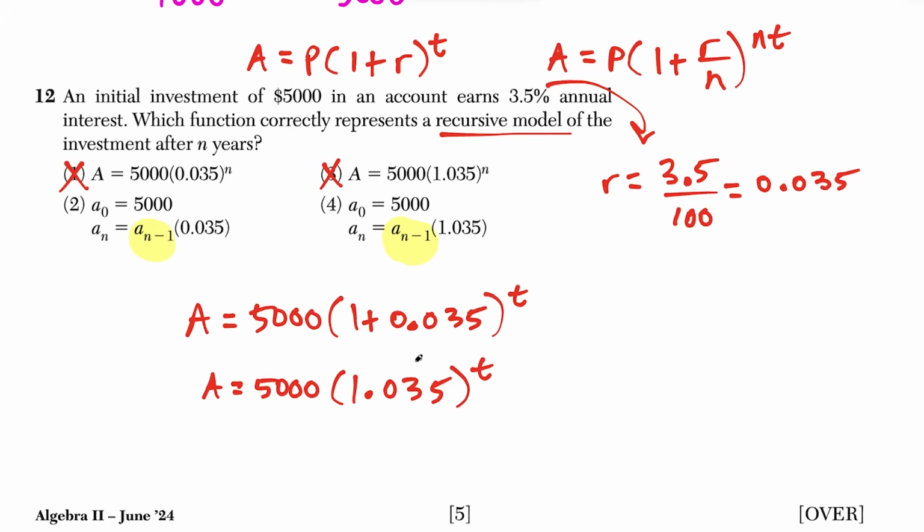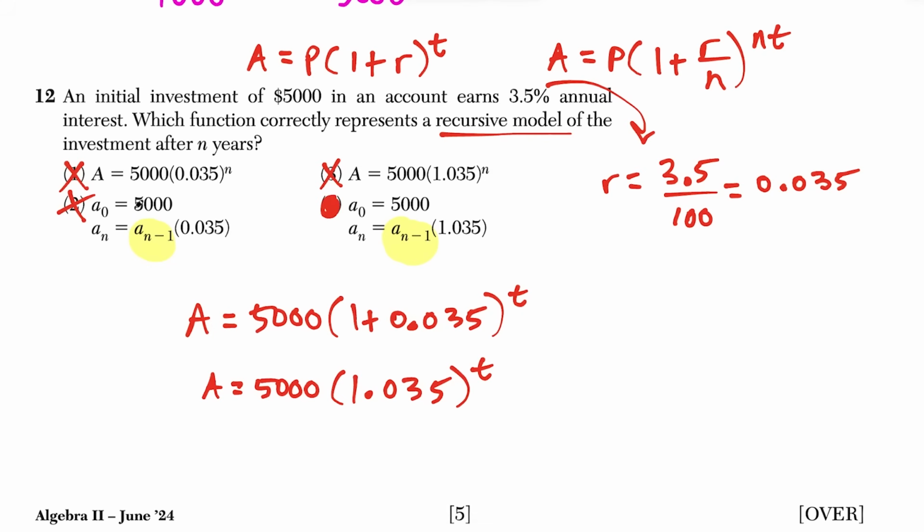So if you think about what this formula means in the context of what we're looking for, this tells us that if, let's say, 5 years goes by, we multiply our initial investment 5,000 by 1.035 5 times. Okay, that's what it means to raise this to the power 5. So to get to the next year, we would just multiply by 1.035. So that's why it's going to be choice 4 here and not choice 2.